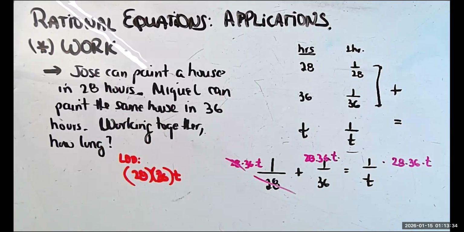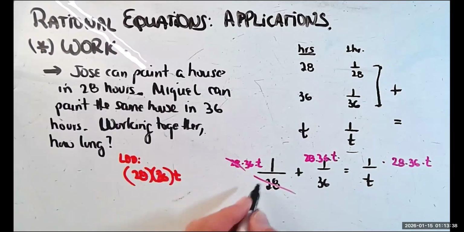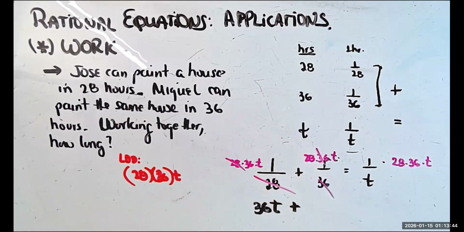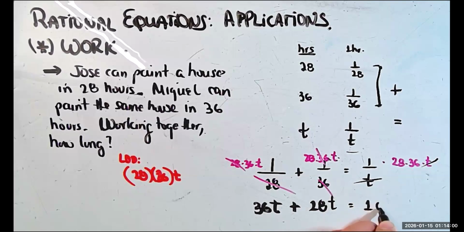28/28 equals 1. So we have 36 times t times 1, 36t plus 36/36 is 1, so we have plus 28t equals t/t times, now we can multiply 28 times 36, and that is 1008.